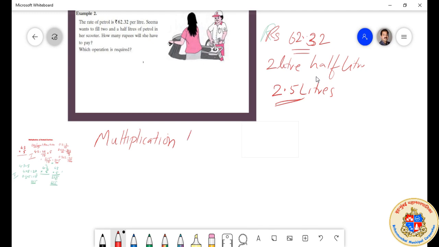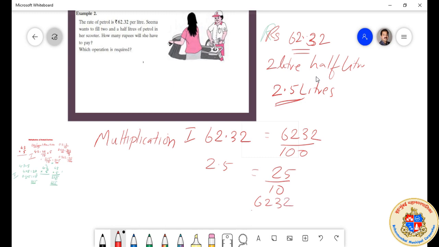So I will use one method where I will write 62.32 as 6232 upon 100. How many digits are there? 2 digits are there. Naturally 2 decimal places are there. I will write 100. And 2.5 can be written as 25 upon 10. Then I will multiply. How will I multiply? 6232 upon 100 into 25 upon 10.